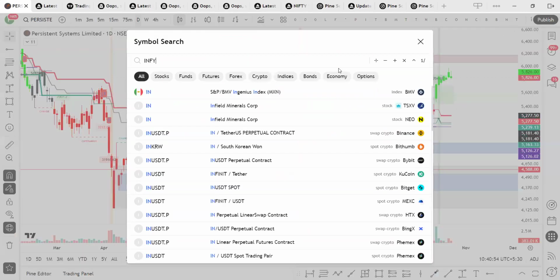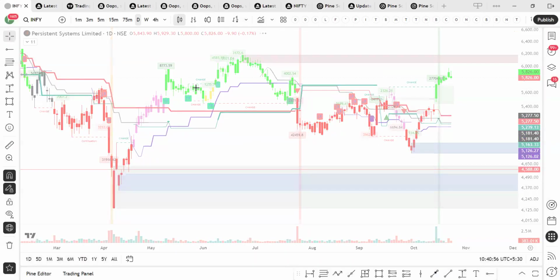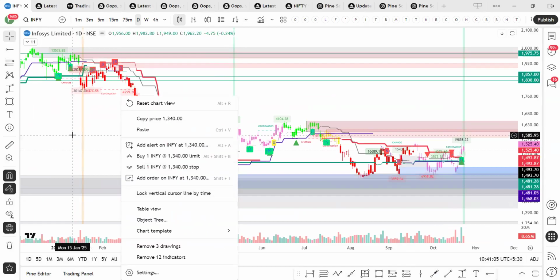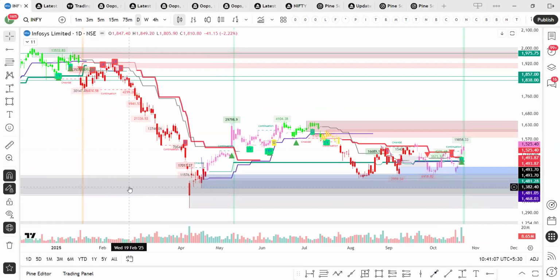Then Infi. So Infi was in downtrend and this downtrend is reversed in the starting point of this area. Here, contrarian trade has worked. It gave some profits, but as I have shown you in previous chart, it went up to selling area when the trend was up. Here, it is reacting from this selling area.